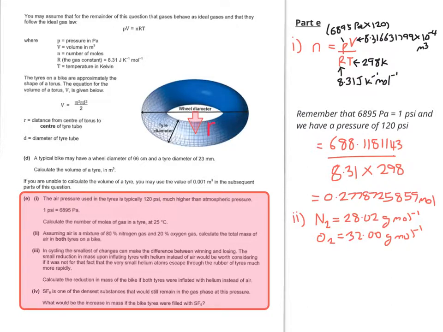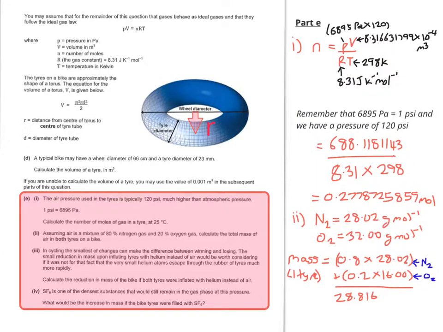So the next question asks us to calculate the total mass of air in both tyres on a bike. So we need to take into account the fact that there's 80% nitrogen and 20% oxygen. So therefore we also need to take into account the grams per mole of a nitrogen molecule and the grams per mole for oxygen molecules. So take into account the percentage by mass times the molar mass in each case, and you need to multiply all of that.